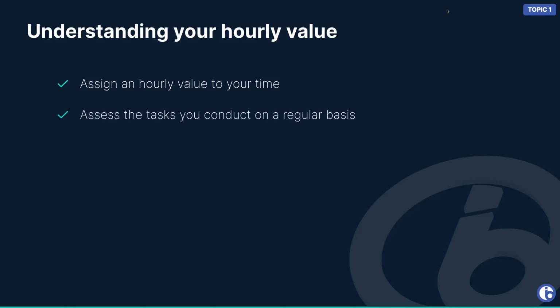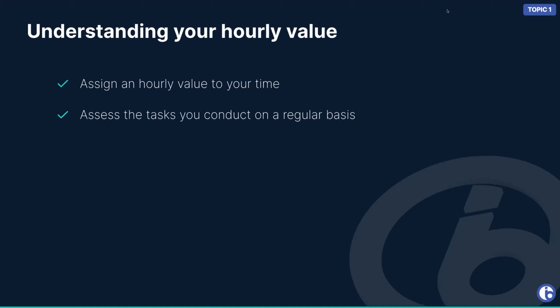Second thing I would like you to do, and a very, very good tip for this, as you can read on the screen here, assess the tasks that you conduct on a regular basis. The reason that this is important is because often as individuals, we do an awful lot of things that we don't even realize that we're doing. We spend too long checking our emails, we spend too long organizing files, we spend time updating our Facebook profile, or some of us even spend time browsing on our social media during work hours, when really we know that we should be doing something that brings profit towards the business.